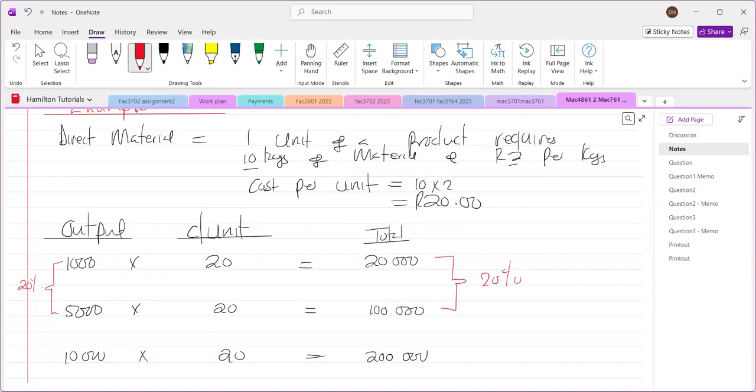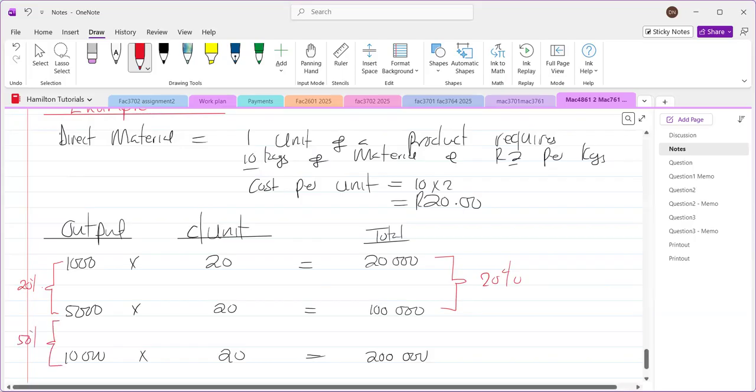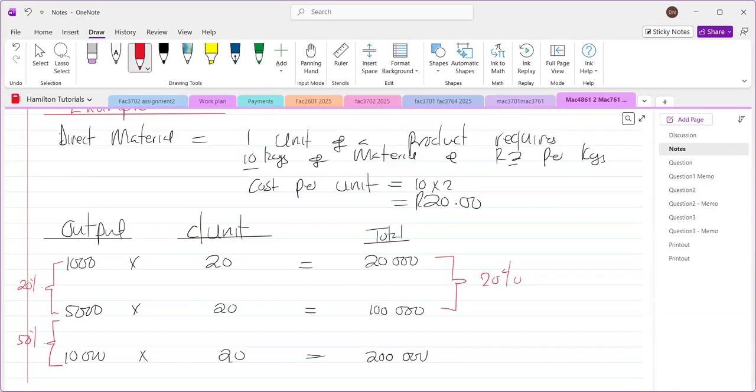If you look at the next one, from 5 to 10, there is an increase of 5,000 units. So 5 over 10, that gives you 50. Again, here there is an increase of 50%. So this here is a 50% increase in output. We increased by 5,000, and then here it's a 100,000 rand increase in costs. 100 over 200, it will give you 50%. So we still get 50%. So this is what happens with a variable cost. It changes in direct proportion to what?